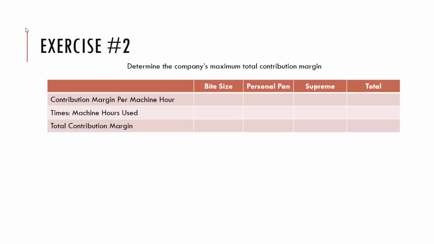And now we can go through and determine what our company's maximum total contribution margin is. For each different line, we're going to take our contribution margin per unit of our constraint per machine hour that we found earlier: $8 for the bite size, $9.60 for the personal pan, and $11.25 for the Supreme. And we're going to multiply it by how many hours we're going to allocate to production of that particular model.